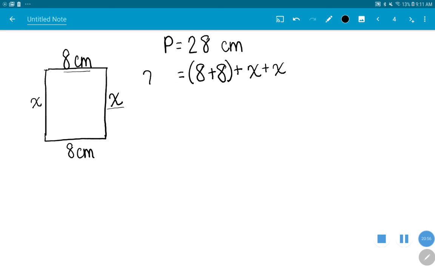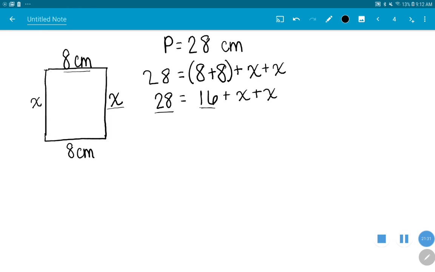I know my perimeter is 28. I'm going to keep that 28 here. I know 8 plus 8 is 16 plus x plus x. So I've got to figure out what's missing so that all of those four sides will add up to a total of 28. So I have 16 of the 28 centimeters that I need.